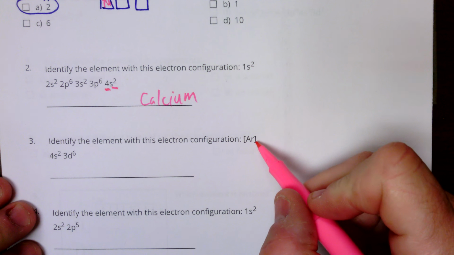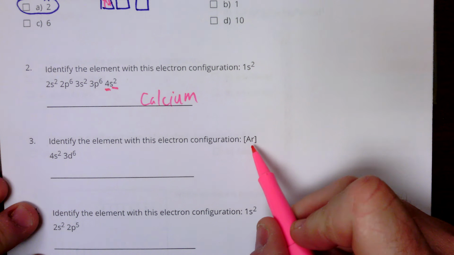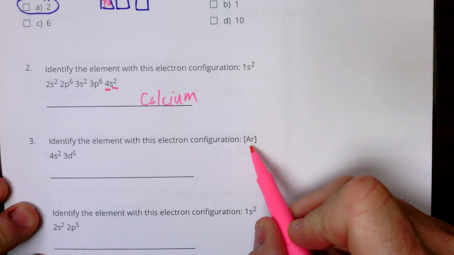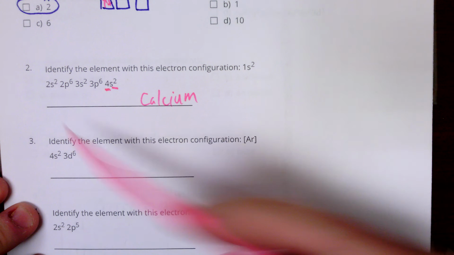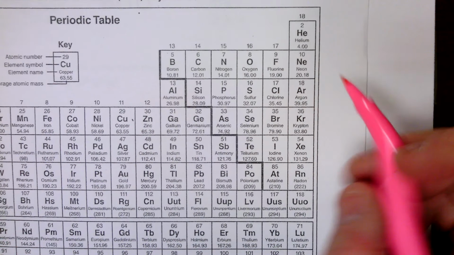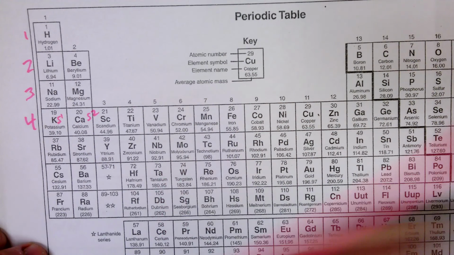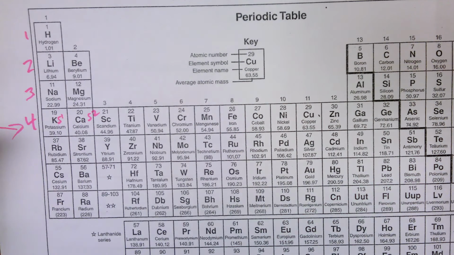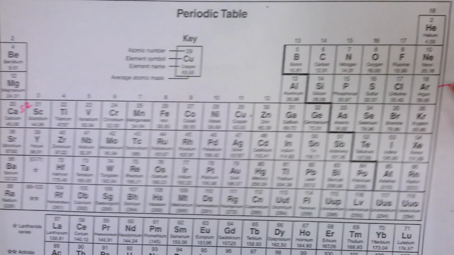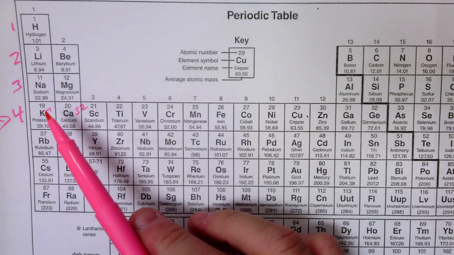Now, this electron configuration is expressed a little bit differently, but we can still figure it out the same way. This is the shorthand or the noble gas configuration, where we don't write all the stuff on the inside. We start with the noble gas of the line before. So let's find argon. So here we are at argon. We're going to take argon and we're going to go to the next line, because argon is at the end of line 3. So we take argon and we add on some stuff for line 4.